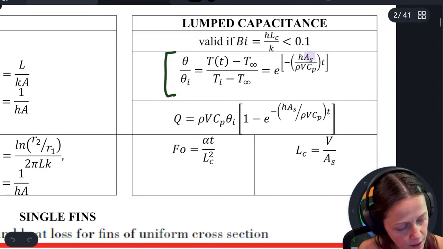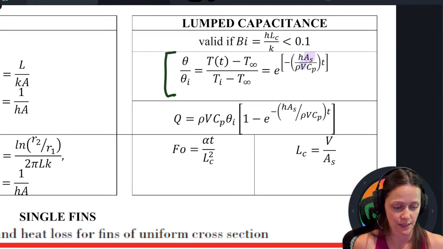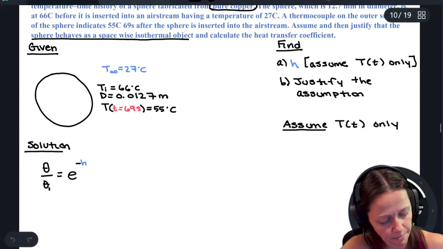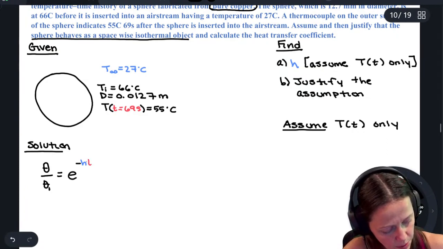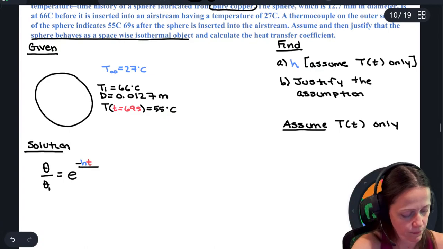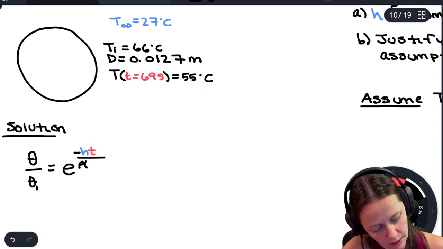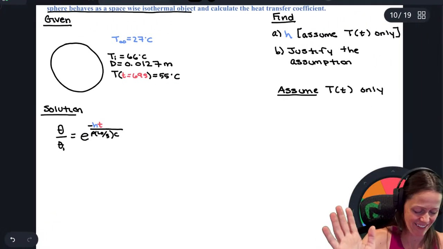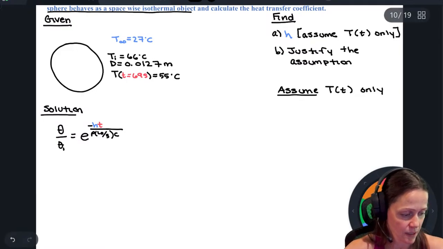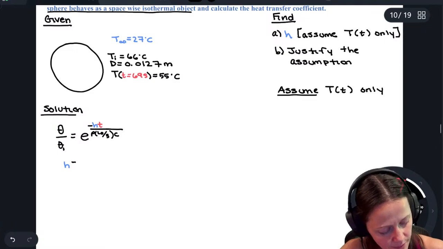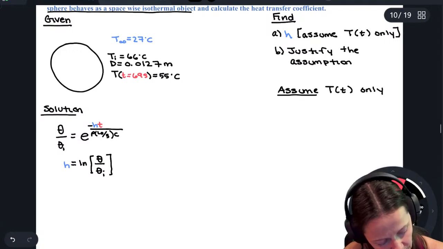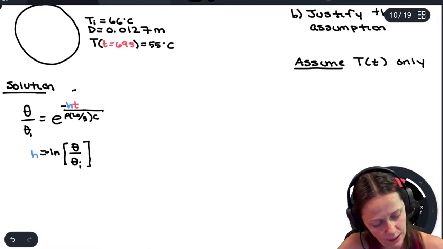The volume over surface area is just Lc. So it's going to be Lc on the bottom. And our Lc is R naught over 3. So I've got rho, Lc, which is R naught over 3, and I've got C. And I'm trying to find H. Perfect. So my H is going to be the natural log of this non-dimensionalized temperature. I'm going to have a negative over here, right? Because there was a negative right there.